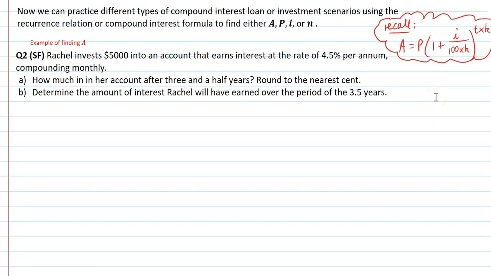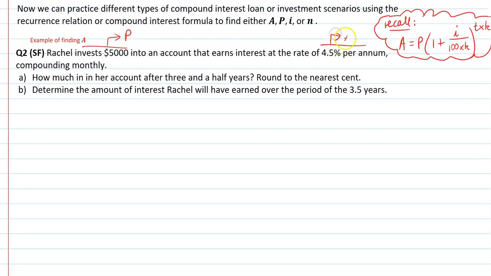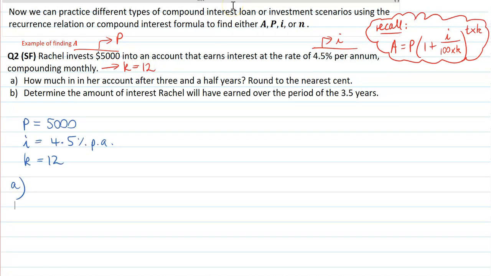Okay, so we're going to start off with example 2. We've got Rachel investing $5,000 into an account that earns interest at a rate of 4.5% per annum, compounding monthly. So again, making sure you get into the habit of identifying the values you're given. So the 5,000 is your P value, your 4.5% is going to be used for our I value. Our compounding monthly, that tells us our K is 12. So good habit means that we rewrite down the given values, and let's start with part A.